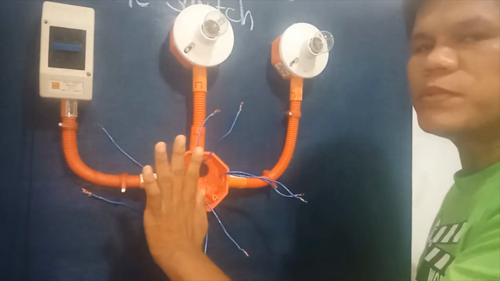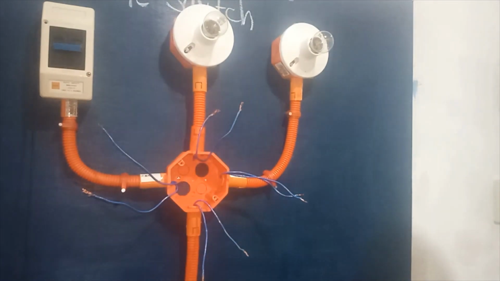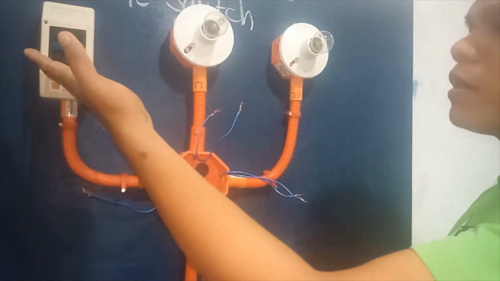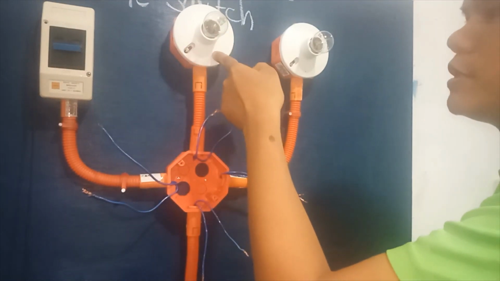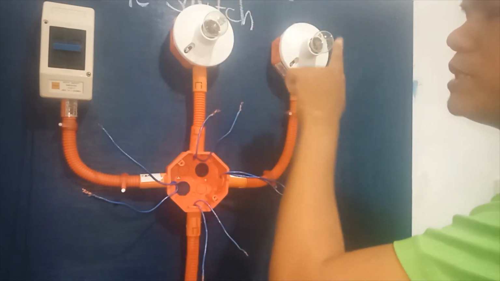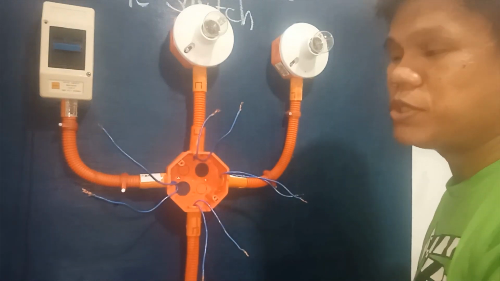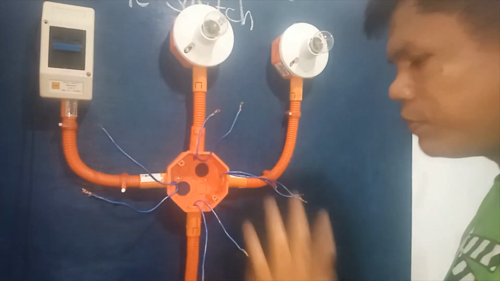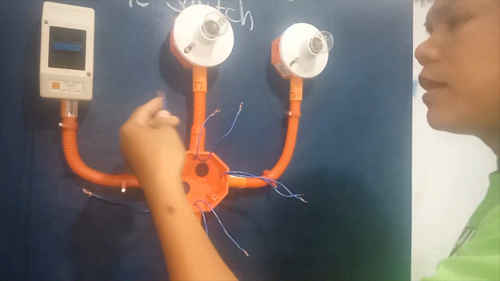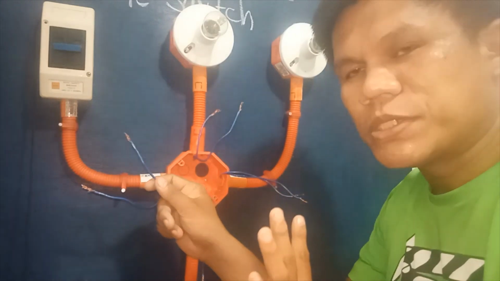So, kunwari po, tapos na po tayo mag-layout sa lahat ng ating wiring devices po. Kagaya po ng ating circuit breaker, itong receptacle, itong bombilya natin, itong bulbs natin dyan, itong pipings, itong junction box, at saka itong ating switch dito po. So, kunwari tapos na po lahat, and then, nakapagtanggal na po tayo ng ating insulator para po sa ating wiring connections dito.